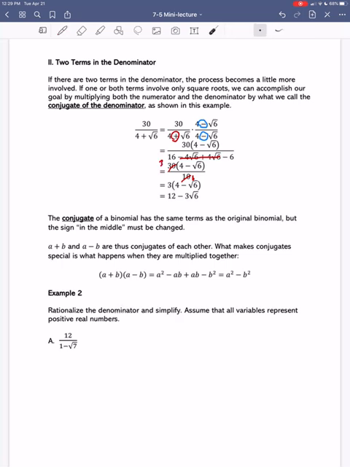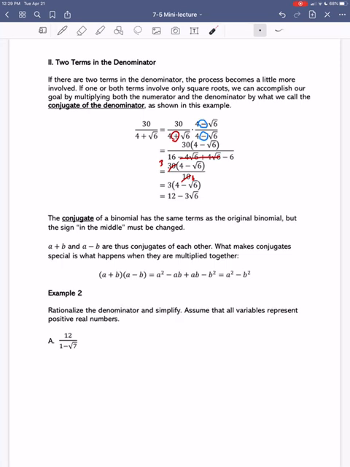So I end up just getting 3 times 4 minus the square root of 6. And now I distribute and get 12 minus 3 times the square root of 6. So I had a radical in the denominator at the beginning. So the denominator here was not rational. And now my denominator would be 1. And that is a rational number.